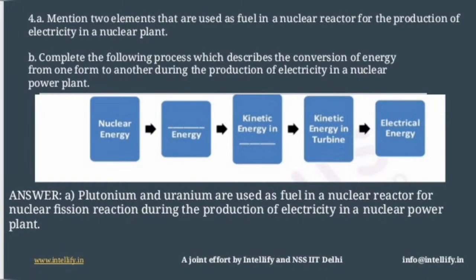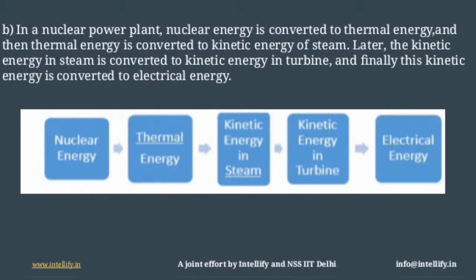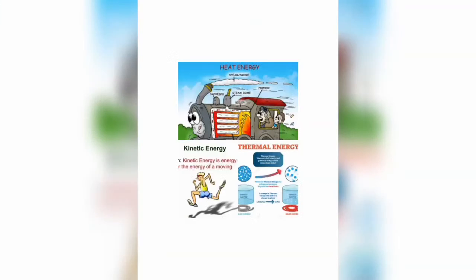Now the next question is, complete the following process which describes the conversion of energy from one form to another during the production of electricity in a nuclear power plant. First, what is meant by nuclear energy? It's the energy released during the fusion or fission process, that is combination of atomic nuclei or splitting of atomic nucleus. And thermal energy is nothing but heat energy, and kinetic energy is nothing but the energy possessed due to its movement or motion.